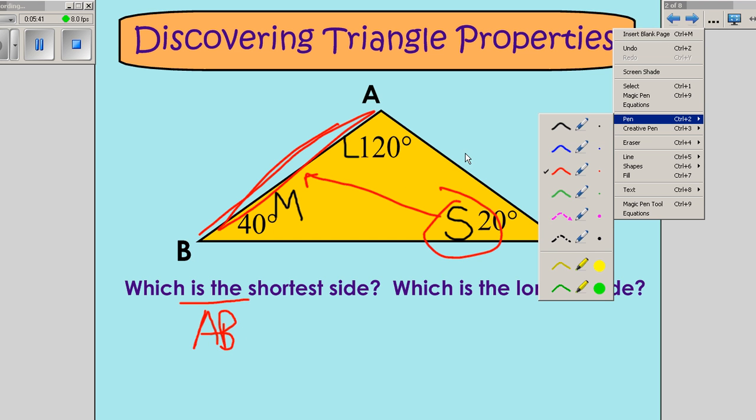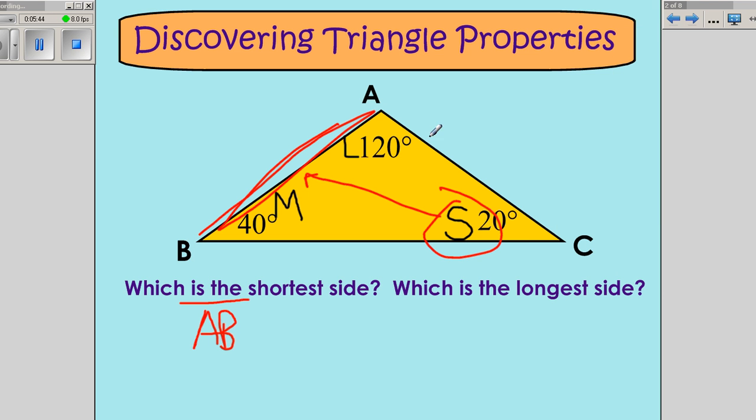Similarly, we can take a look at our largest angle, and we can see that 120 degrees is our largest, and that is across from BC. So our longest side will be side BC.